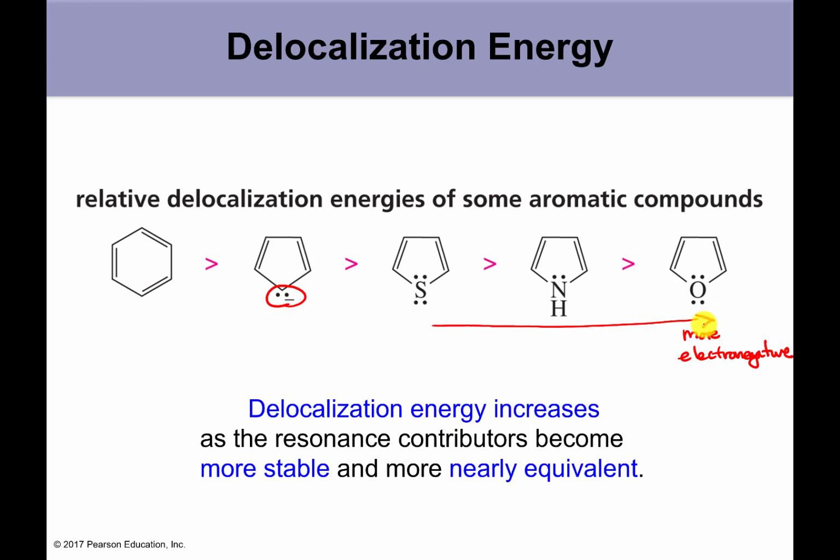The reason for this comes from the fact that when you're looking at the resonance contributors from these different structures, one of the resonance contributors will look something like this for all of them. You have a negative charge here and a positive charge here. Because the oxygen is more electronegative than sulfur, it's not really good at holding a positive charge, and so the result is there's less delocalization resonance energy in these structures as the electronegativity of the heteroatom increases.